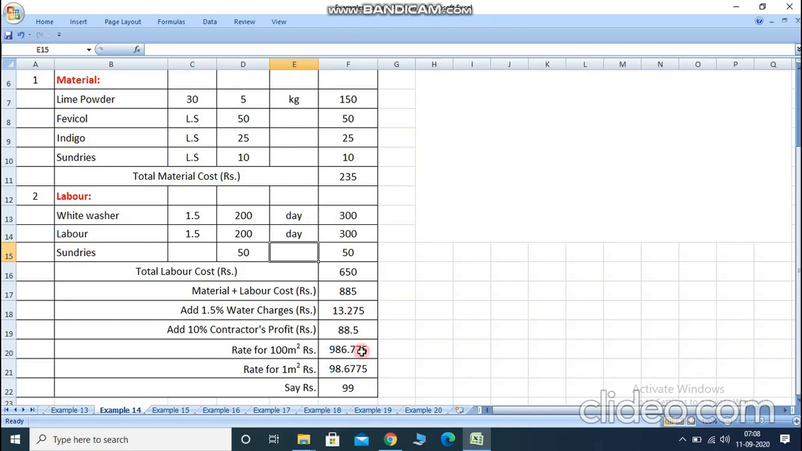So the total amount for 100 meter square whitewashing 3-coat is 986 rupees 77 paise. So overall, for 100 meter square, the 1 meter square rate is 986.77 divided by 100. So we got the answer 9.86. So the rounded figure is 10 rupees per meter square rate for whitewashing 3-coat.